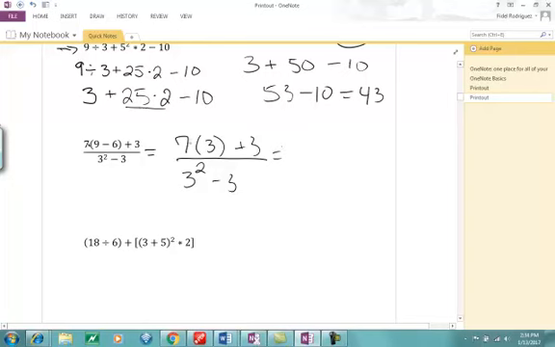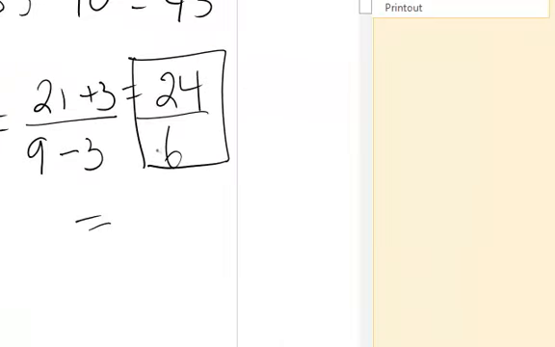So remember, the operation here is multiplication. So 7 times 3 is 21, plus 3. That leaves me with 24. Now we can come back and do the bottom. 3 squared means 3 times 3. 3 times 3 is 9. Minus 3. Well, 9 minus 3 is 6. And then finally, 24 divided by 6 leaves me with 4.